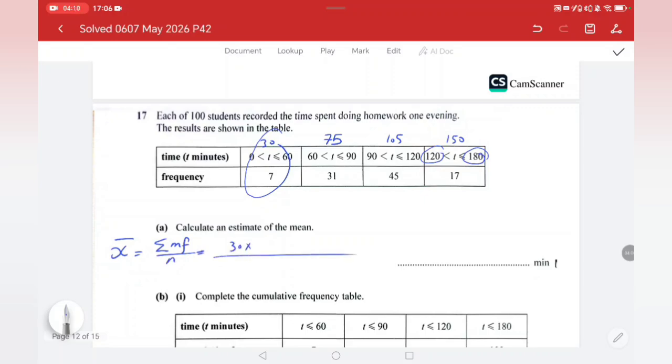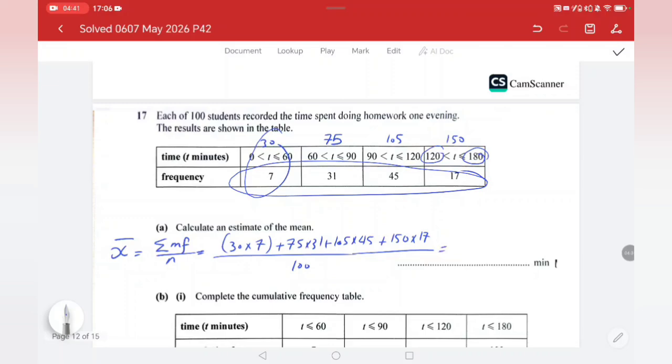So 30 times 7, okay, plus 75 times 31 plus 105 times 45 plus 150 times 17. All of this divided by n, which is 100. If you don't have n, you have to add all of these f, because n is the sum of f. Okay, you will use a calculator to find this one. Let's see what it will be. Just a second.